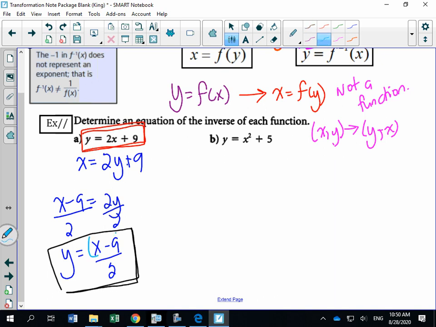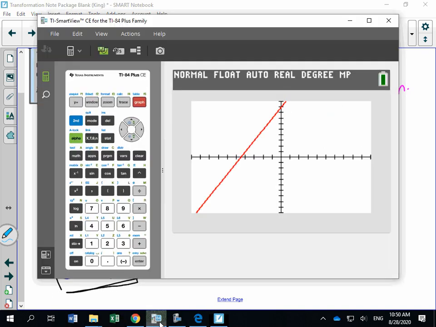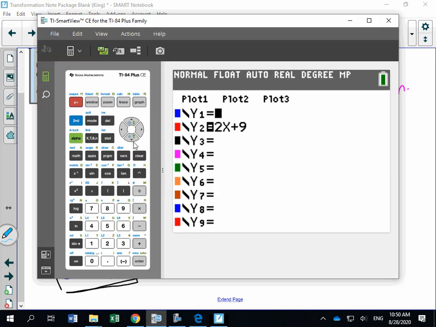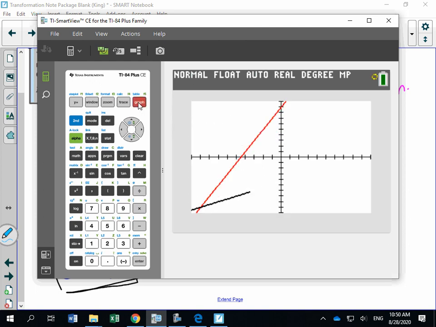And remember that I want my numerator in a bracket. So x minus 9 in a bracket divided by 2. So y is equal to, I'll do that in black, open bracket, x minus 9, close that bracket, divided by 2. There's the graph of the inverse, and this is a function. This inverse passes my vertical line test.